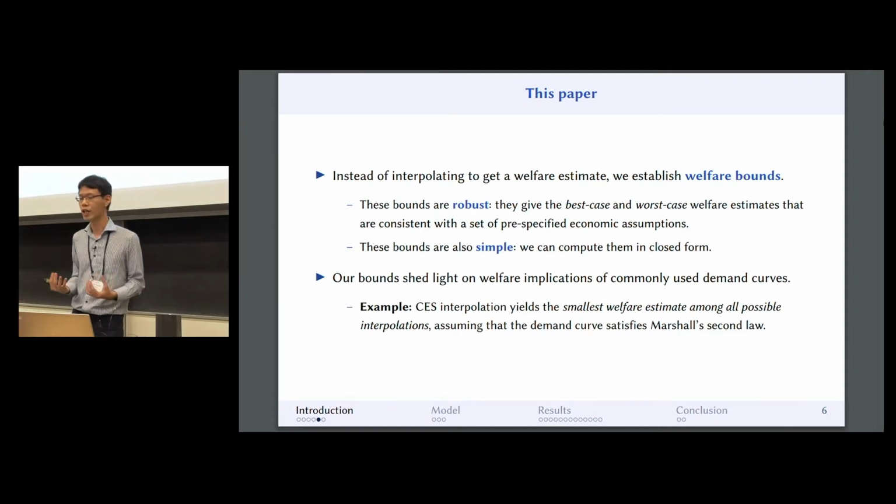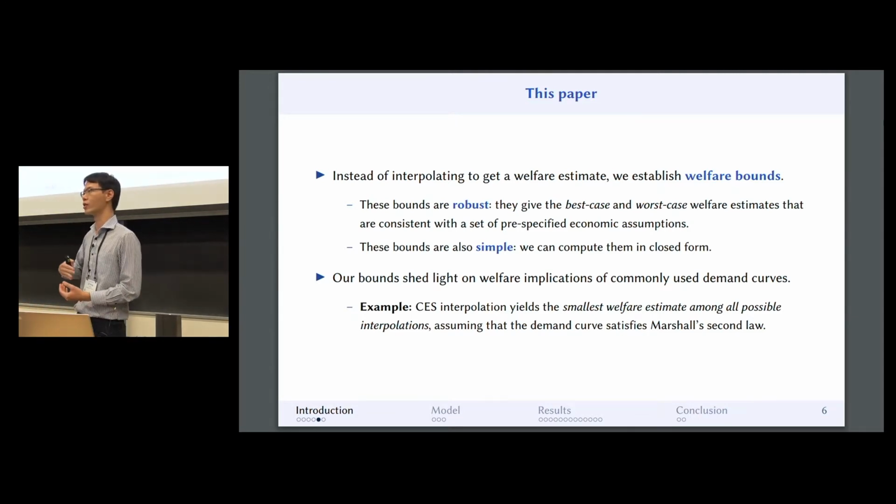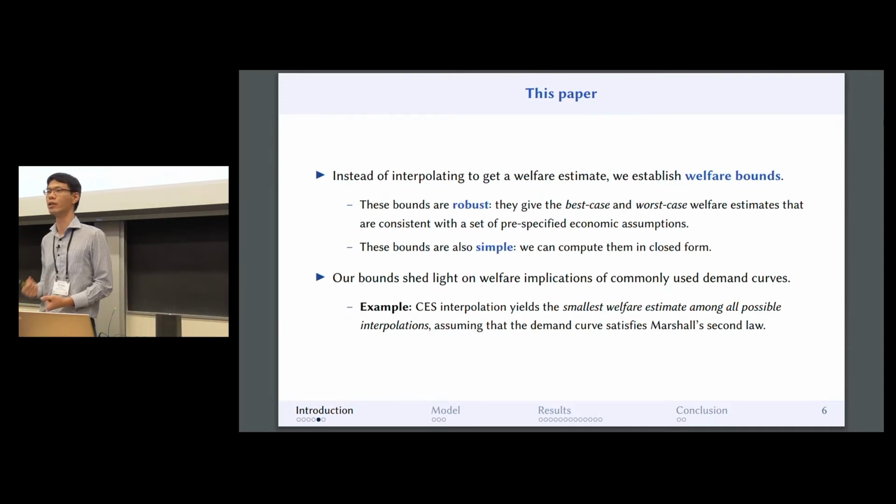Our bounds shed light on welfare implications of commonly used demand curves. This was not the intention when we first started out this project, but rather a product of the kind of results that we got. We characterized the best case and worst case welfare estimates, and then we realized that the demand curves achieving these bounds were actually demand curves that people were using commonly in different literatures.